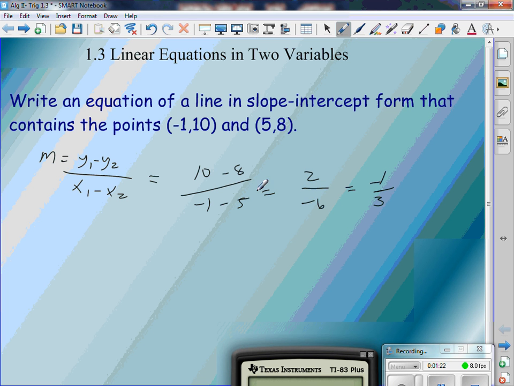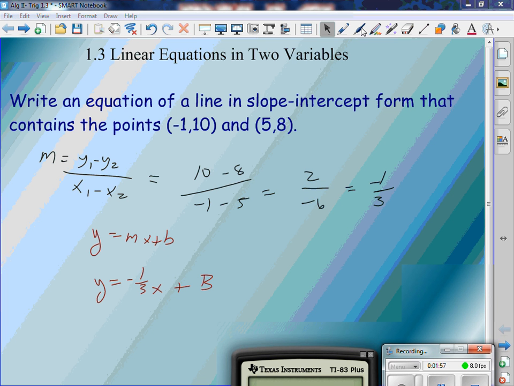Now I'm going to take this slope and I'm going to use slope-intercept form. y equals mx plus b. We know the slope is -1/3. I'm going to change this to a capital B, that way you know I'm not thinking it's 6. I have to find out what B is, what the y-intercept is.